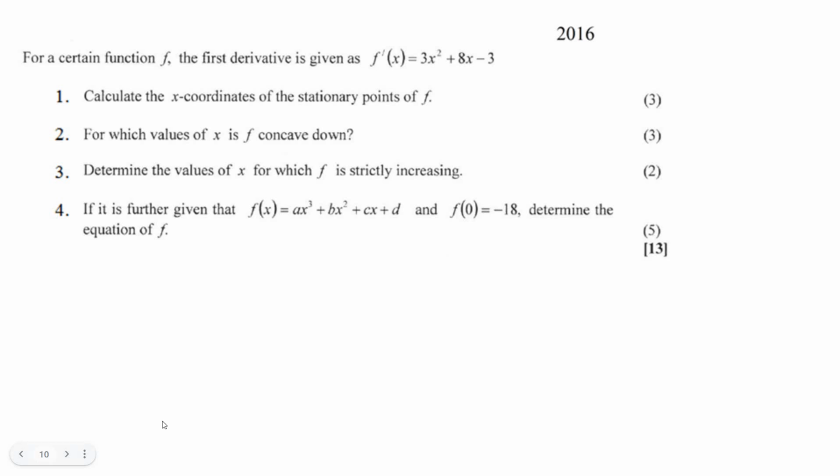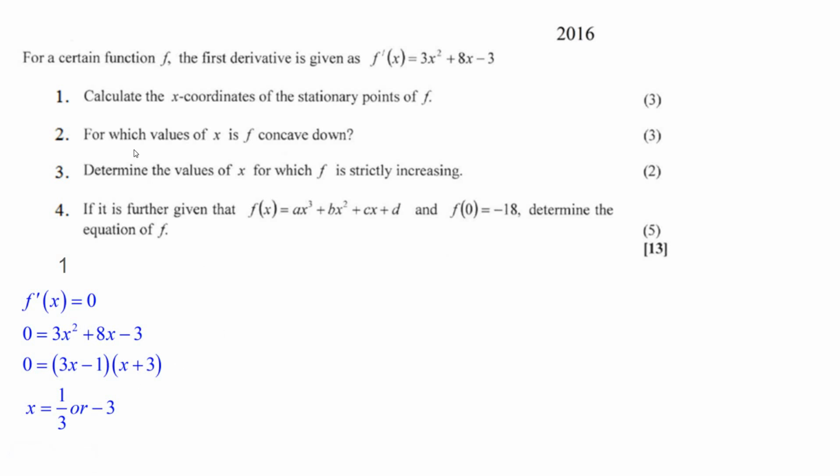Okay, let's try this question from November 16, where they give you the derivative, not a picture, not a graph, but they give you the derivative, and they ask, what are the x-coordinates of the stationary points? Well, if you want to find the turning points, you have to find the derivative and make it equal 0. So that's all you do. Make it equal 0, factor it, or use the formula, and you'll see that x is 1/3 or -3. And that's all there is to the first question.